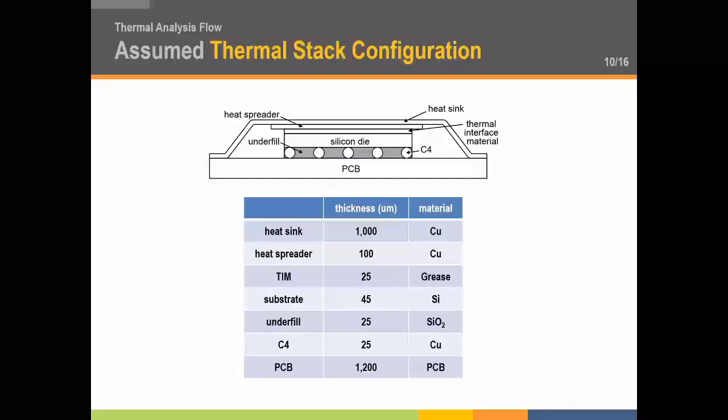Since we just began this thermal analysis, this is a very initial version of the assumptions that we made for the packaging. Above the silicon die, we have a thermal interface material, a heat spreader and a heat sink. Below the silicon die, there are C4 bumps with underfill, and the PCB model below it. These are the dimensions and the materials we assumed, and this can be changed.